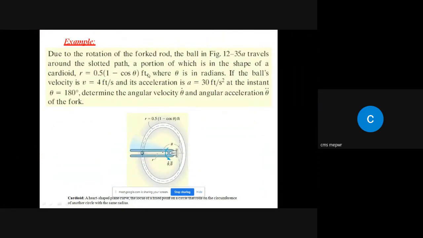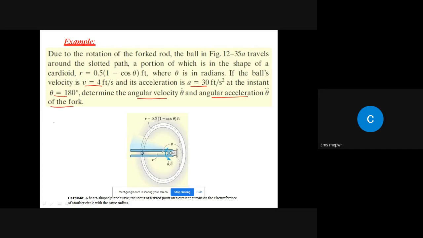Now we have r, and what they are asking: if a is equal to 30 feet per second squared and v is equal to 4 feet per second, if the ball velocity is 4 feet per second and the acceleration is 30 feet per second squared, at the instant theta is equal to 180 degrees, what do we need to find out? The angular velocity and the angular acceleration.